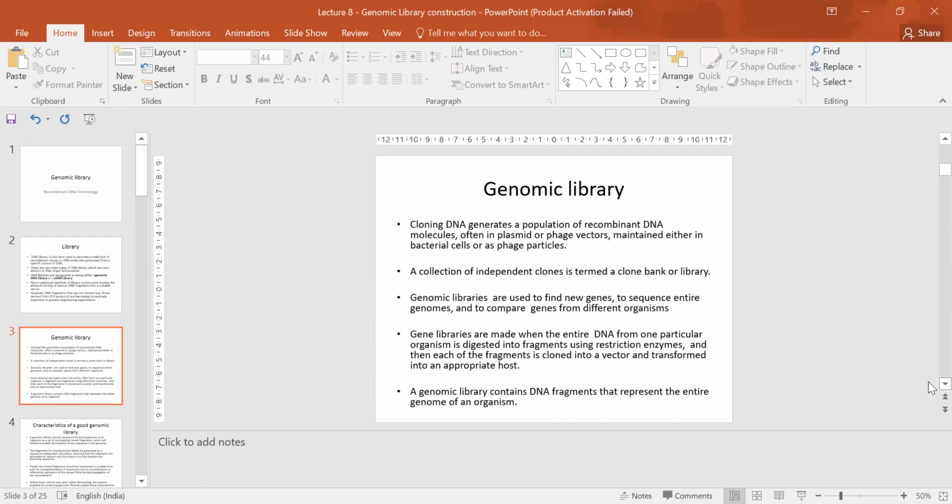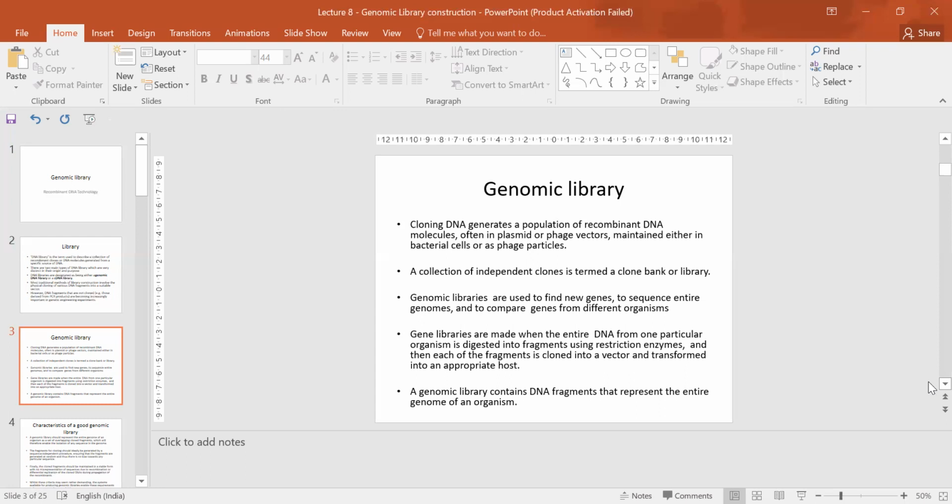For example, suppose you have your Adamas University library, where there is a cataloging of different kinds of books. If you want to study enzymology, there are several kinds of books, and you can pick one at a time to study the enzymes. So genomic libraries are used to find genes, and we can compare the genes from different organisms. The gene libraries are made when the entire DNA from a particular organism is digested into specific fragments using restriction endonucleases.